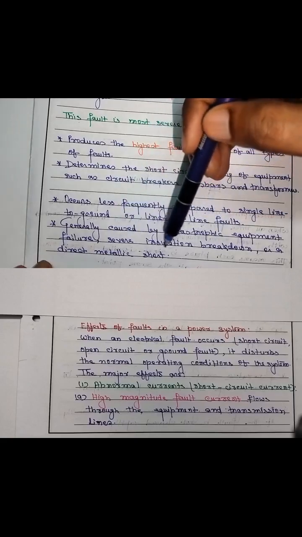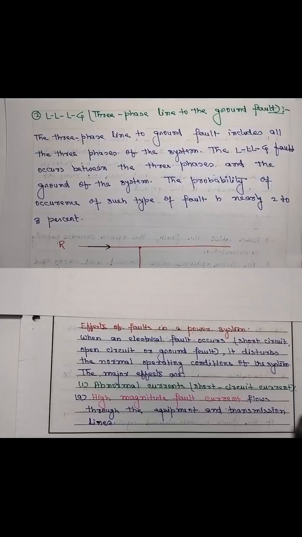Next, it is generally caused by catastrophic equipment failure, severe insulation breakdown or a direct metallic short at the generator site. Next we have the line to line to ground fault.